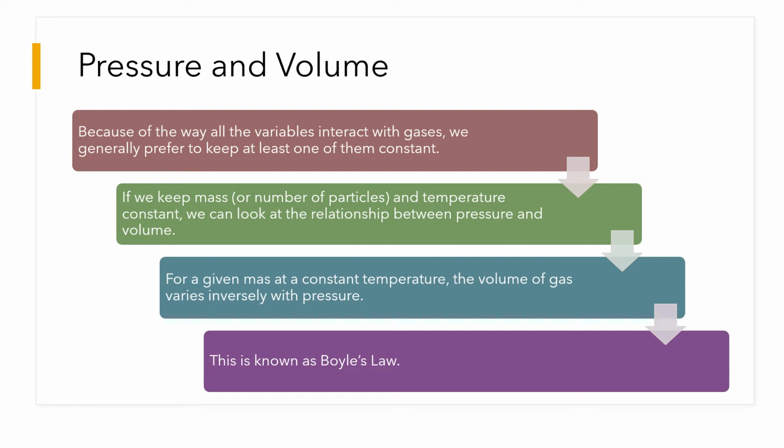In the case of volume and pressure, which is what we're looking at here, we need to keep the temperature and the number of particles constant. So in this case, we can think of the example of transferring a set amount of gas from one container to another. Boyle's law states that assuming mass, or the number of gas particles, and temperature are kept constant, the volume of a gas varies inversely with pressure.